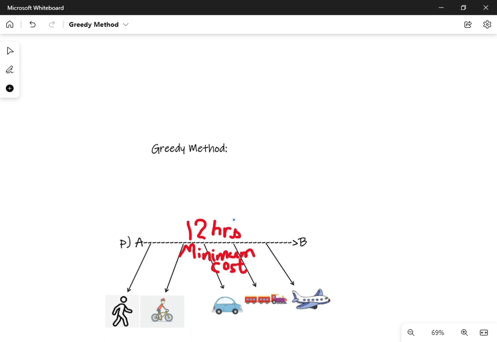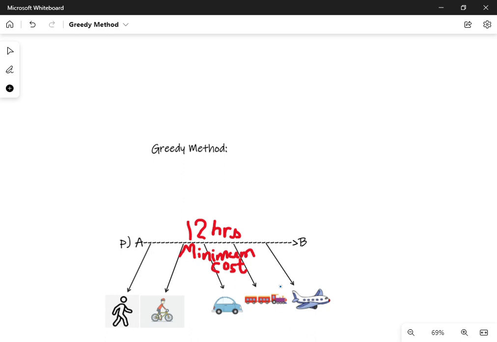This method is used to solve optimization problems. Let me tell you about optimization problems. Optimization problems are the problems which require either a minimum result or a maximum result. There are only two possibilities, either minimum or maximum. There is no other possibility in optimization.